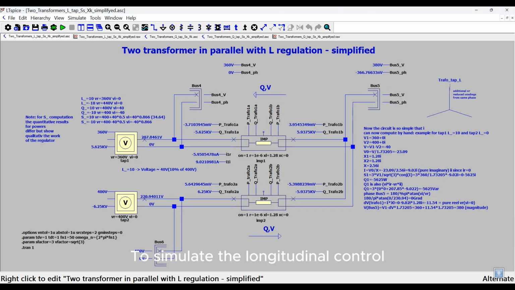To simulate the longitudinal control with tap 1 of L equals 10, tap 2 L equals 0, the voltage source tap 1 is now set to VR equals 360, VI equals 0. The simulation is now started. The reactive power at the input of transformer 2 equals 6,250 kilovar, at the output 5,937 kilovar, at the output of transformer 1 5,937 kilovar, and at the input 5,625 kilovar.